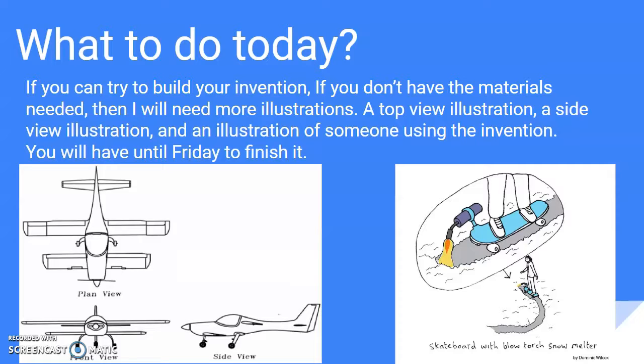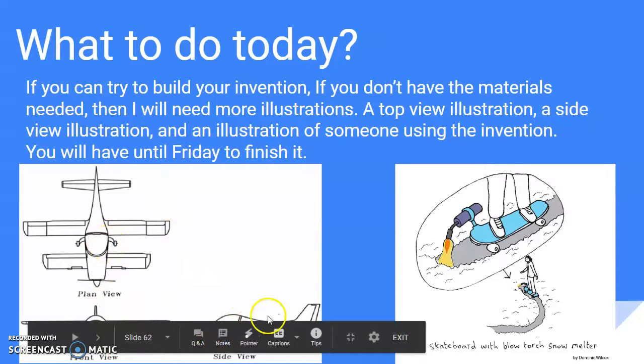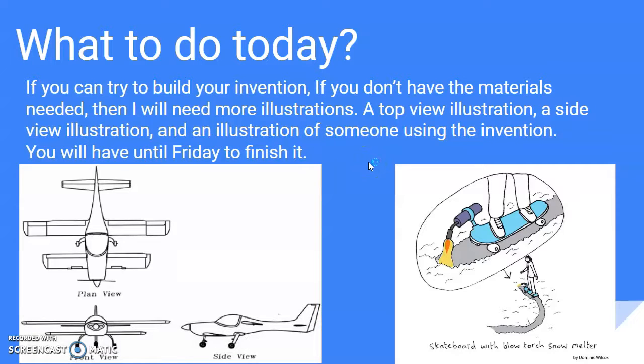Now, let's say that you just can't, because either it's a lot of technology that you really don't have, or you just don't have help at home, whatever the case is. If you can't create it, then I'm going to need you to start working on two things. A top, a front, and a side view of your invention, kind of like you see from this plane. There's a front view, a side view, and a top view. And I also need you to show me a picture of a person using your invention and what that would look like, kind of like you see the picture on the right over here.